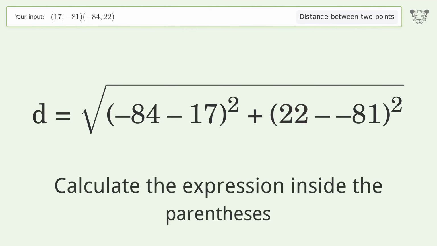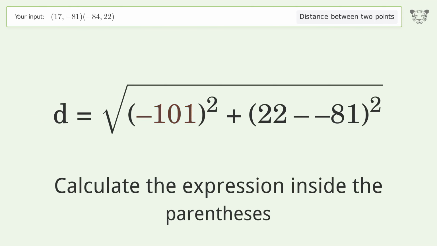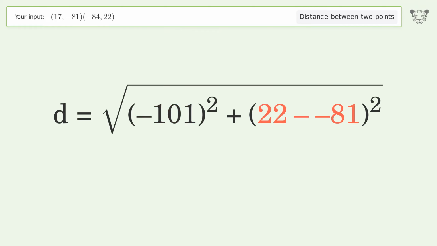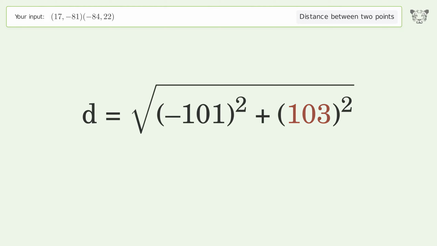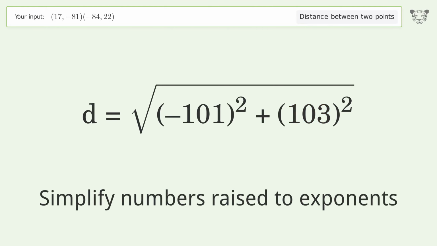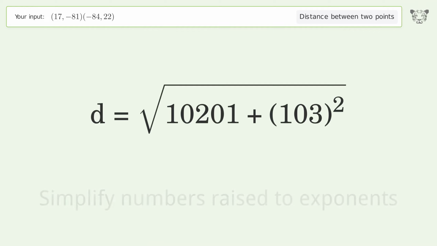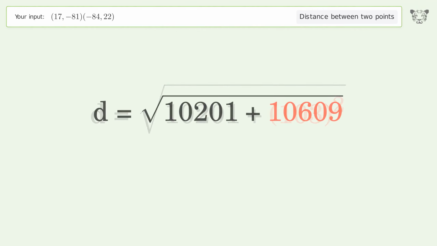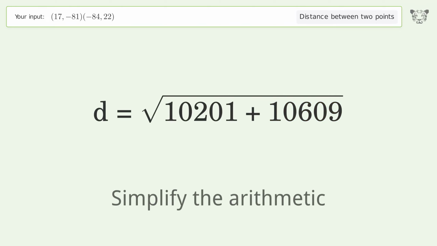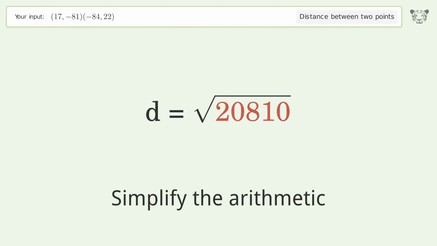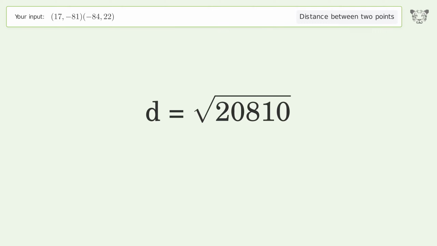Calculate the expression inside the parentheses. Simplify numbers raised to exponents. Simplify the arithmetic. And so the distance between the 2 points is the square root of 20,810, or 144.257.